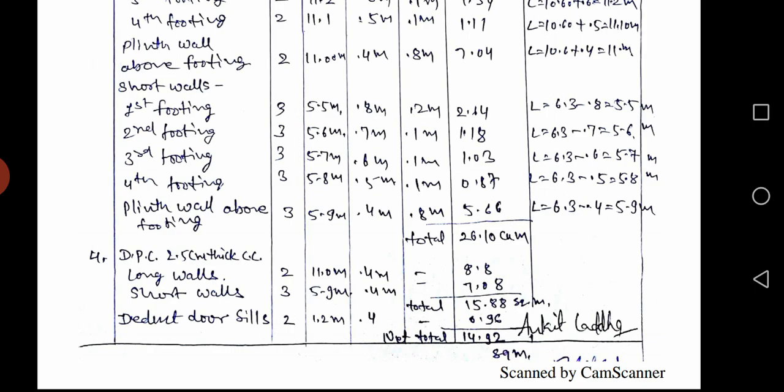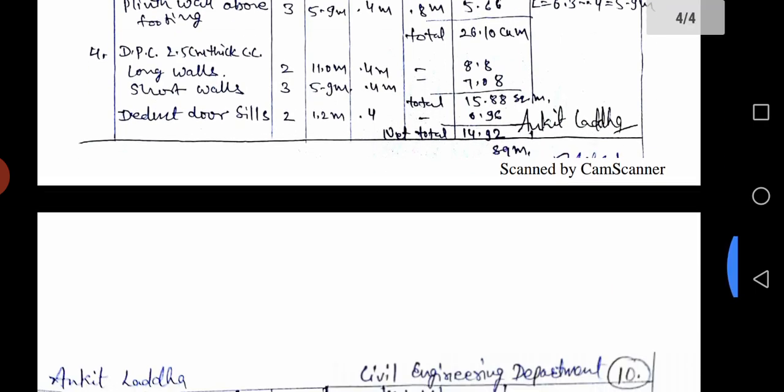We all know that at the door sills we don't take any DPC, so we deduct the DPC below the door sills. So we deduct door sills, number of door is 2, length already given in the question 1.2 meter and 0.4 meter is width, that is 0.96 square meter. So we subtract 0.96 from 15.88 square meter. So the net total of DPC is 14.92 square meter.